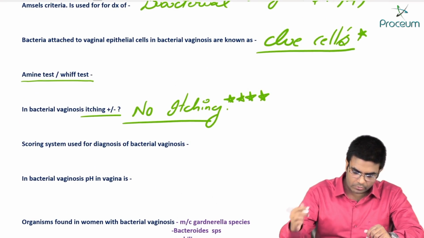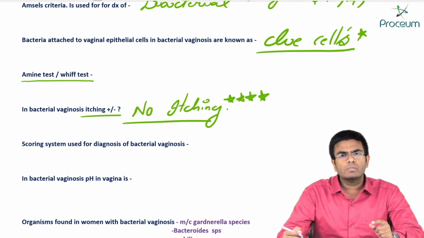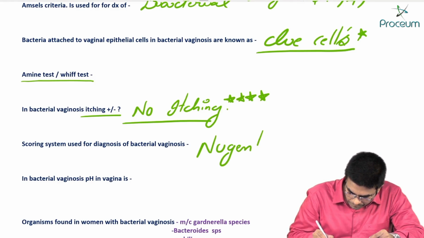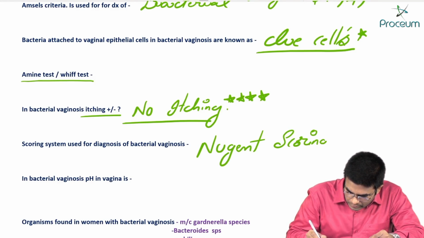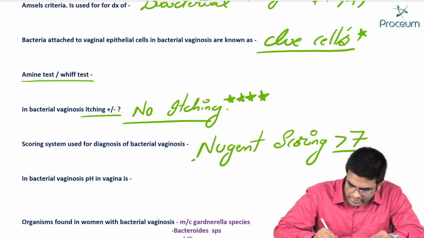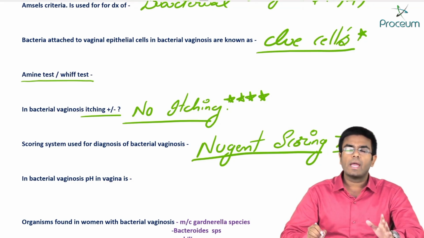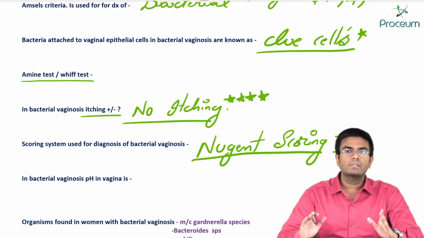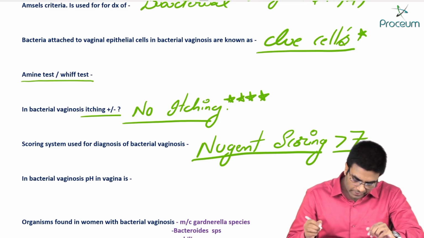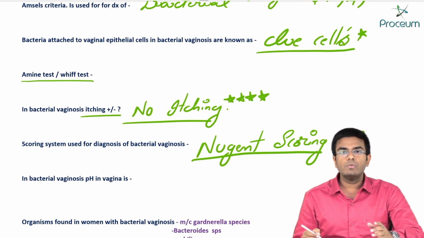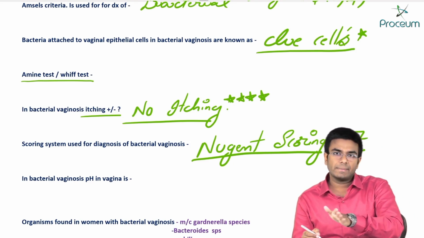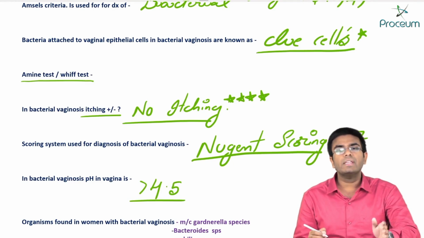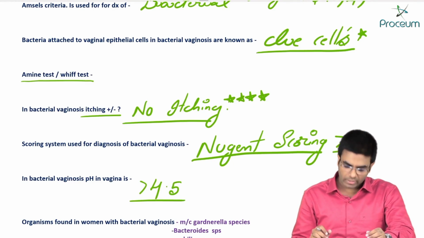Now, the scoring system used for diagnosis of bacterial vaginosis. What is this scoring system? That is Nugent scoring. Usually, a score greater than 7 is indicative of bacterial vaginosis. I am not going into detail on Nugent scoring, but simply remember, Nugent scoring is used for diagnosing bacterial vaginosis. Now, in bacterial vaginosis, what is the usual pH of the vagina? The pH of the vagina is more alkaline. Usually the pH of the vagina is more than 4.5. It is moving a little towards alkalinity.